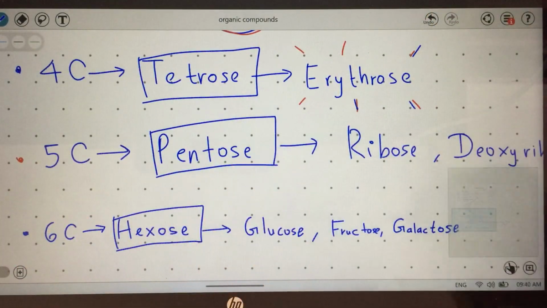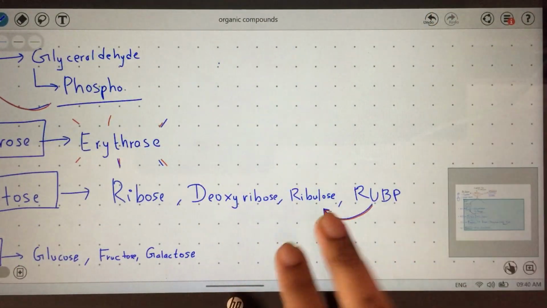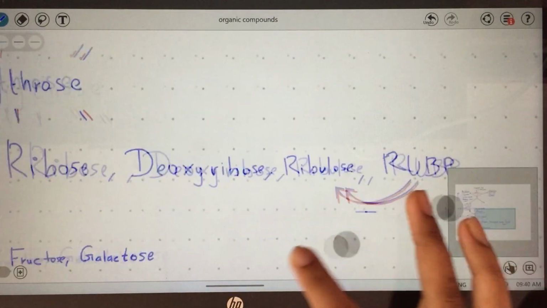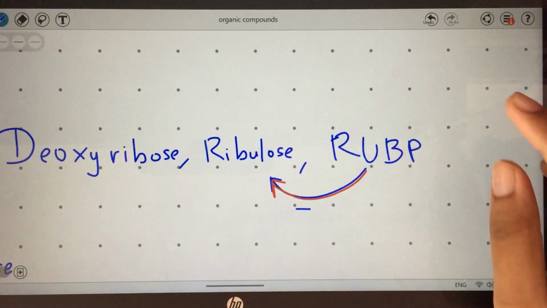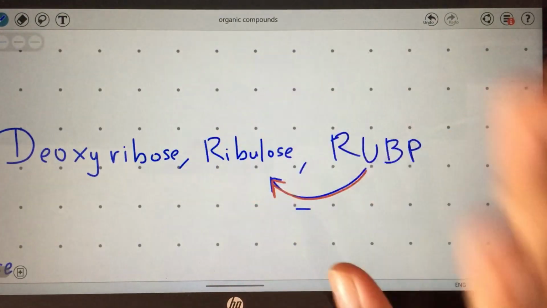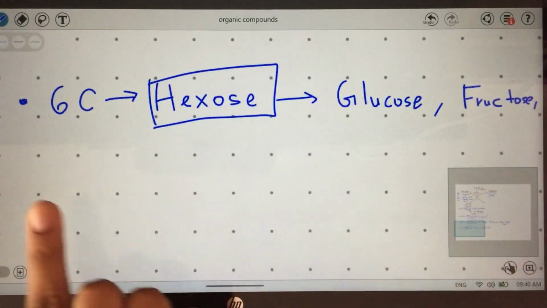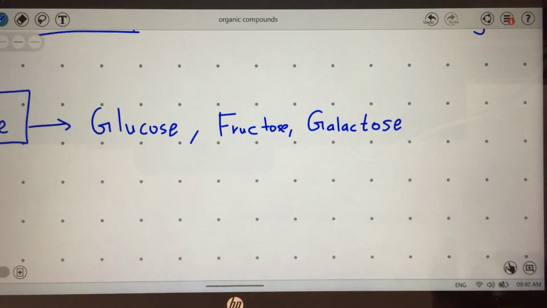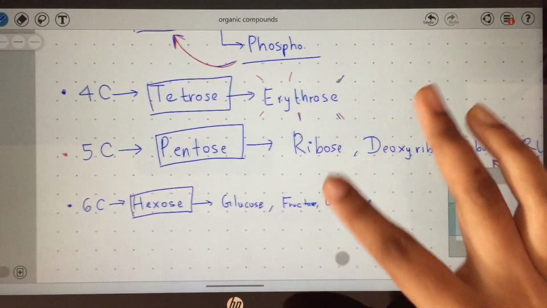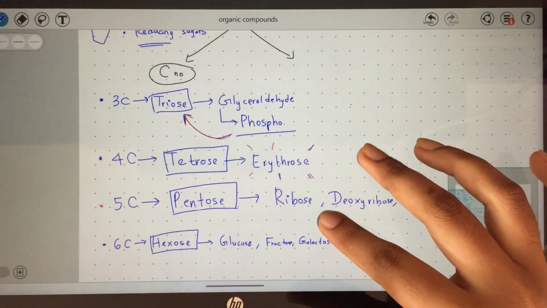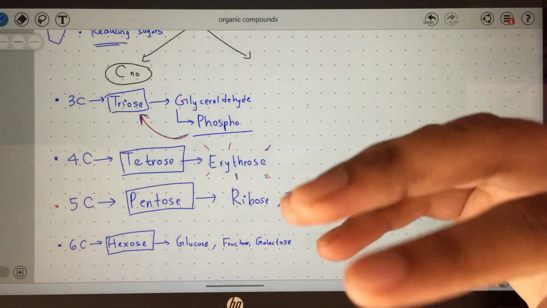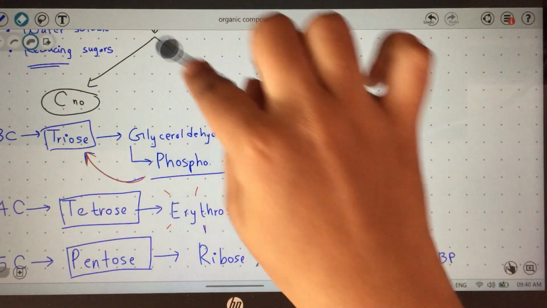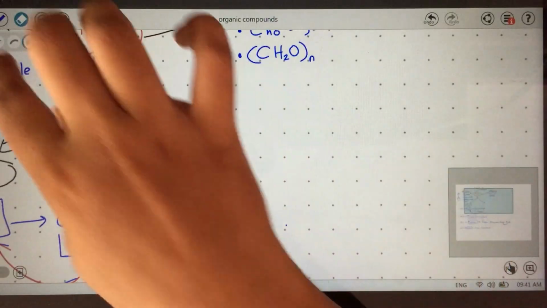Then we have 5 carbon, it's pentose. We have 4 examples for that: ribose, deoxyribose, ribulose and RUBP. Okay, and I told you RUBP, we'll learn that later. RUBP is a derivative of ribulose. Then you have 6 carbon, hexose. Hexose, you have 3 examples. What is it? Glucose, fructose and galactose. Okay, so this is about the number of carbons and how you can classify monosaccharide based on the number of carbons. Okay, now I told you there are 2 ways of classifying monosaccharides. Now based on the number of carbons we have done.